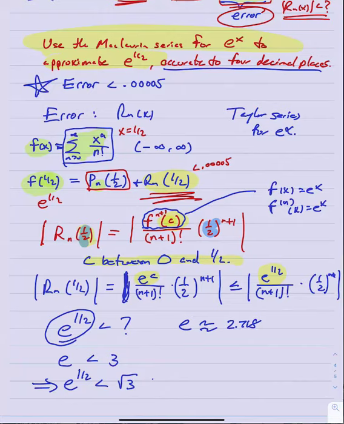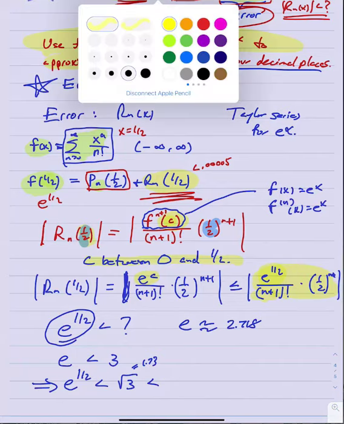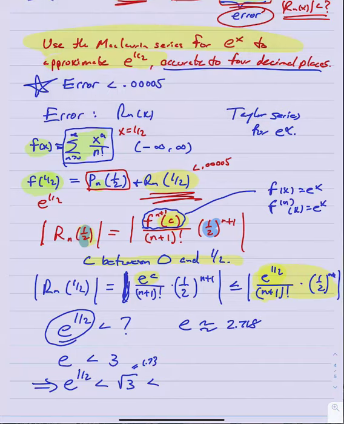And I know the square root of 3 is less than lots of things. I know square root of 3 is about 1.73. But here's where I use my judgment. Look at this expression you've got. And what do I see in there? I see an n plus 1 factorial on the bottom. And what's the other thing I see? I see this 2 to the n plus 1 down there. Now, wouldn't it be great if I could somehow relate this to 2? And in fact, you notice I can.